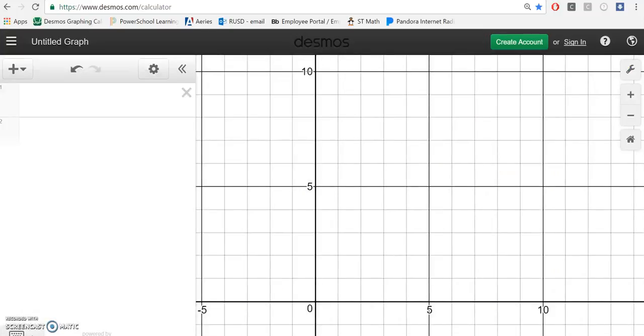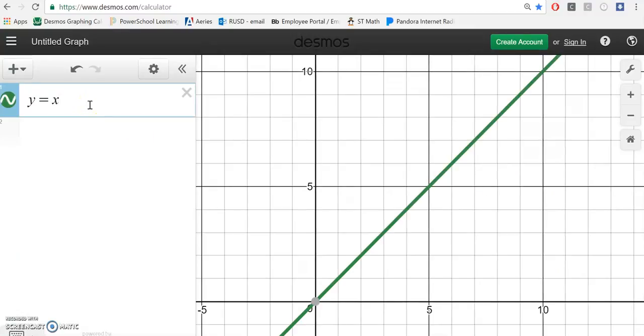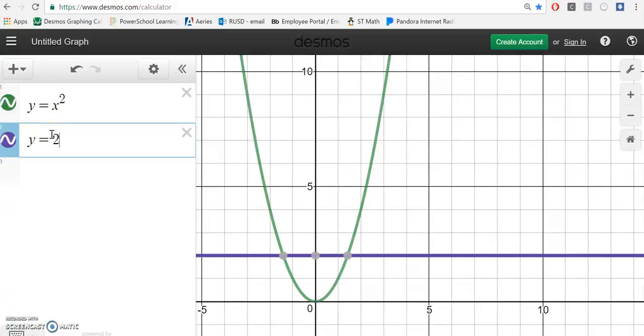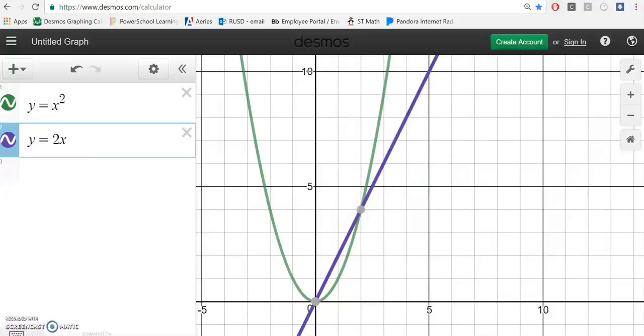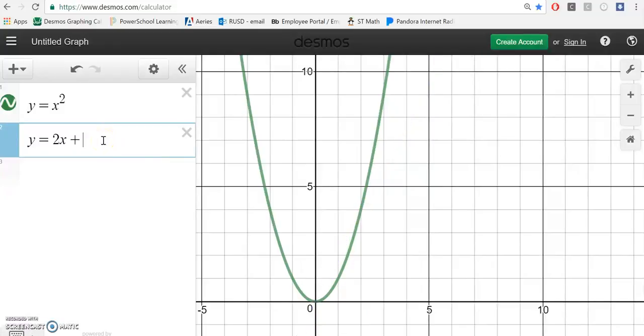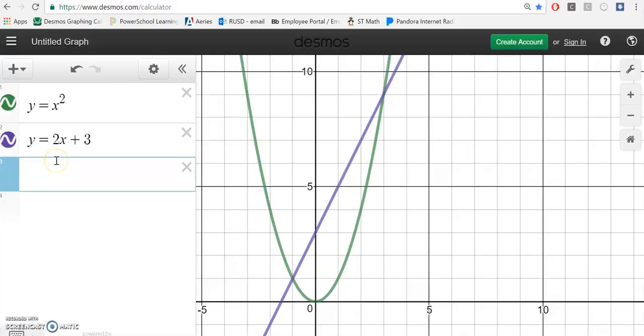So we'll use Desmos here. We have our first equation, y equals x squared. And then our second equation, y equals 2x plus 3. And then we have these two things. So what we see first off, just by looking at it, is we have this green curve representing x squared and this purple line, and they do meet twice.